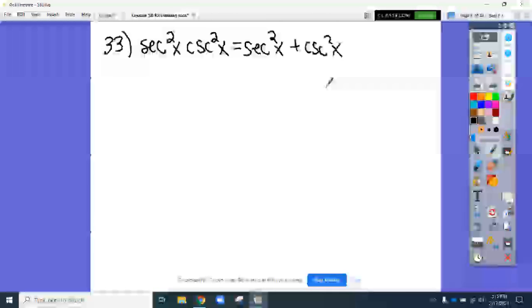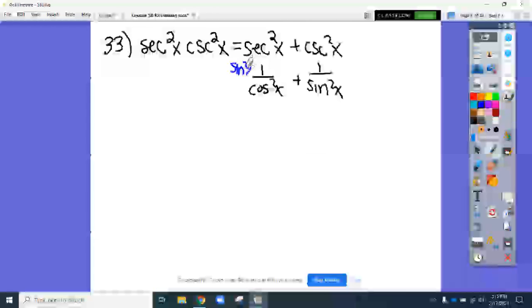33, I think you can probably start on either side. I'm going to start on the right-hand side because I have said a couple times now, I would rather bring something together. So see the plus, I would rather combine them to try to get multiplication than try to tear these apart. So secant is 1 over cosine. Cosecant is 1 over sine. So those are both squared. I'm going to make a common denominator.